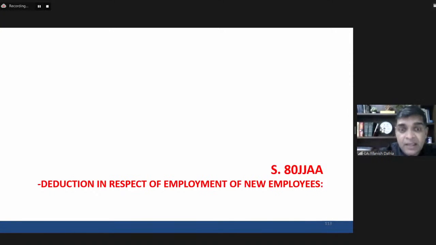Again, I'm repeating, it has nothing to do with my income. We will not be talking about any particular type of income. It's a separate nature deduction. Deduction in respect of employment of new employees. The baseline which we can keep in mind, that is deduction in respect of employment of new employees, 80JJAA. Now let's listen to that story very, very carefully.